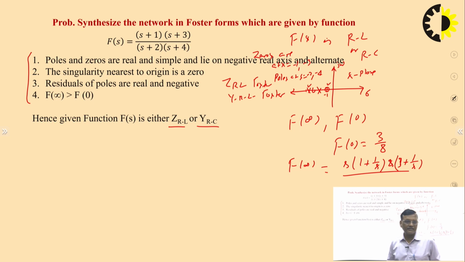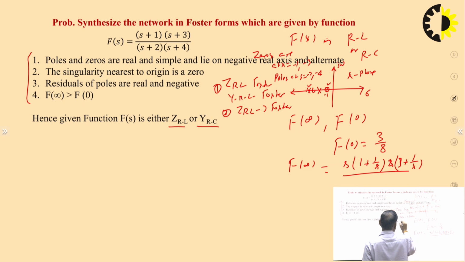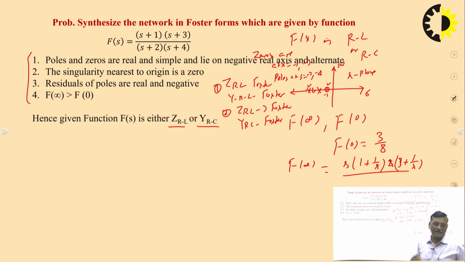Some people will do like this. The second set of people will do what? They will do ZRL of Foster first and YRC Foster second, because it is not written whether we have to find the RL network or RC network. So one may go ZRL for Foster and YRC Foster second, because we know that for the Foster second the function must be admittance. The third set of people, what will they do?